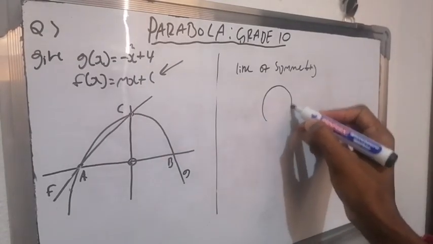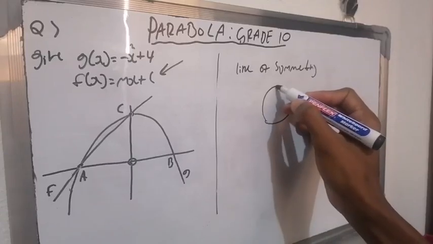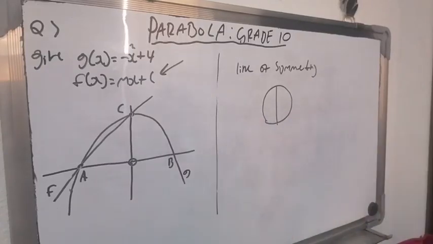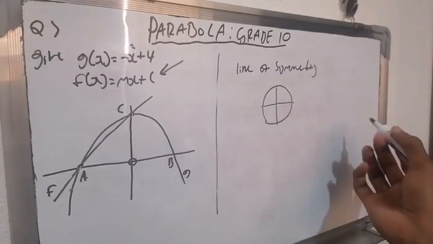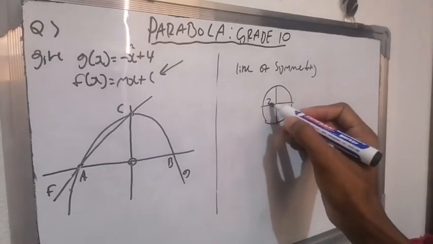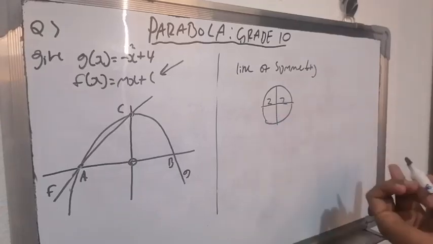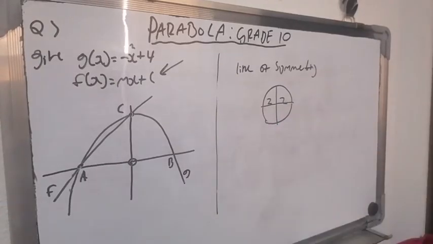For example, I'm going to go back to the circle. So if I'm going to draw a line here to show the line of symmetry, that tells me that this distance should be equal to the other distance. Like exactly, if I have 2 centimeters here, I should have 2 centimeters there. Okay.